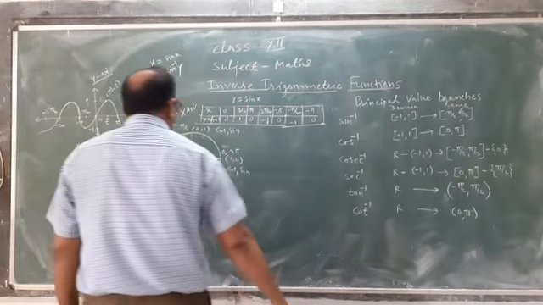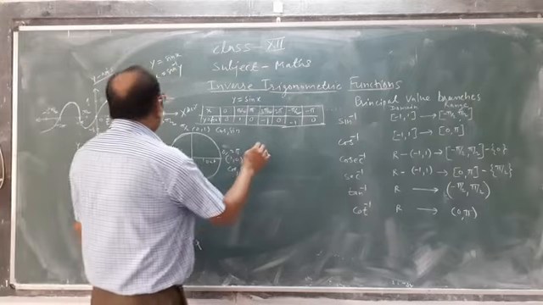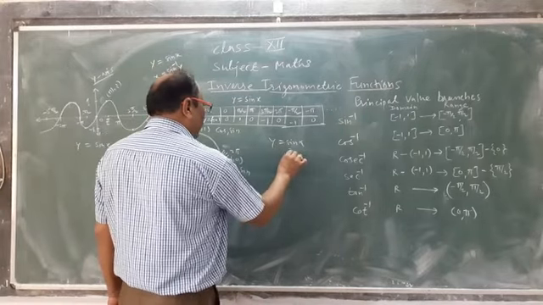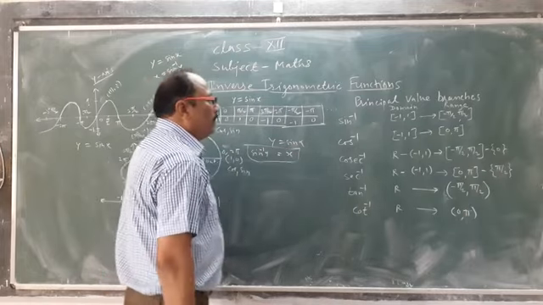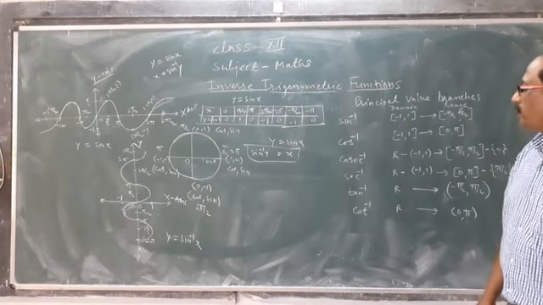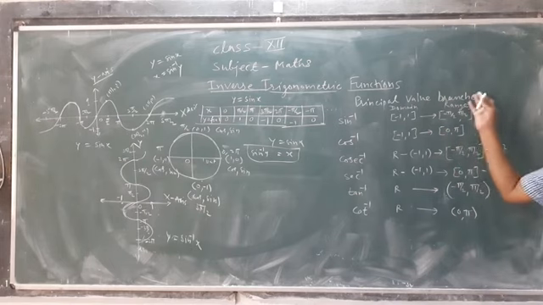Then, what I wanted to tell you: if y is equal to sin x, then what is x? x is equal to sin inverse of y. Then we take some domain of the inverse function and range of the inverse function. These are the principal value branches.